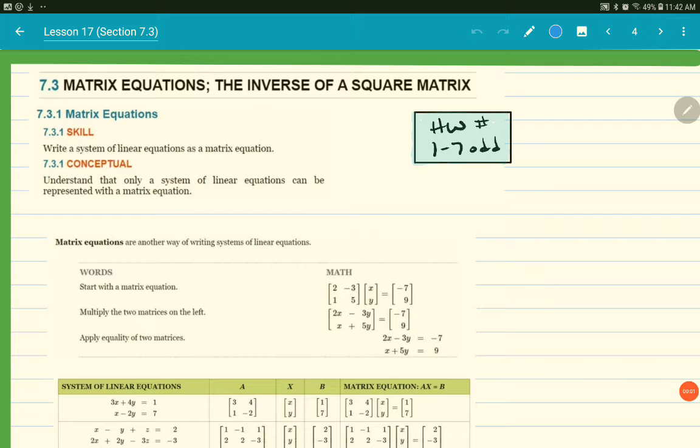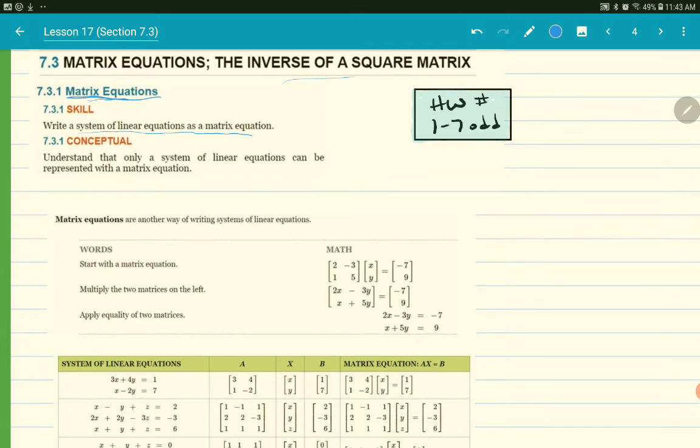All right, section 7.3, we're learning how to apply that matrix algebra that we started last section. So here we'll deal with matrix equations and using the inverse of a square matrix to solve a system of equations using matrices. To start out that section, we're going to do setting up our matrix equations. Our first skill in 7.3.1 is just to write a system of linear equations as a matrix equation.